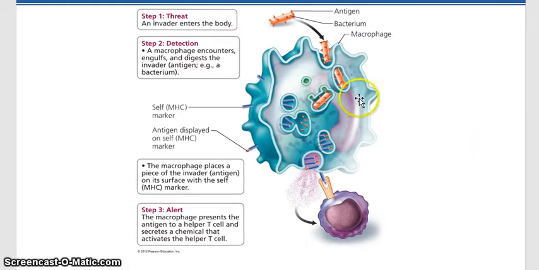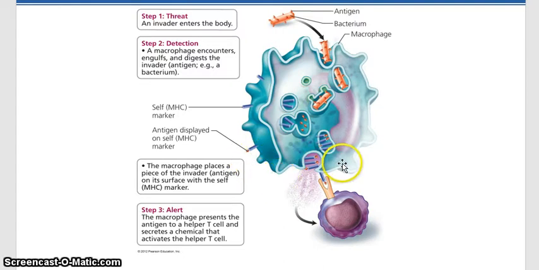So first we have a macrophage encountering a bacterium, a pathogen with an antigen on it. That macrophage is going to digest that bacterium and then take the antigen off of the bacterium and hook it to its MHC complex, that self marker, and produce MHC number 2 complexes, which display both the ID tag for our tissue cell to identify that macrophage as self, but also the antigen that is invading us.